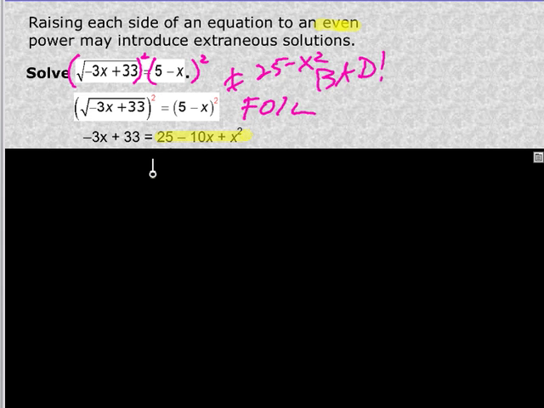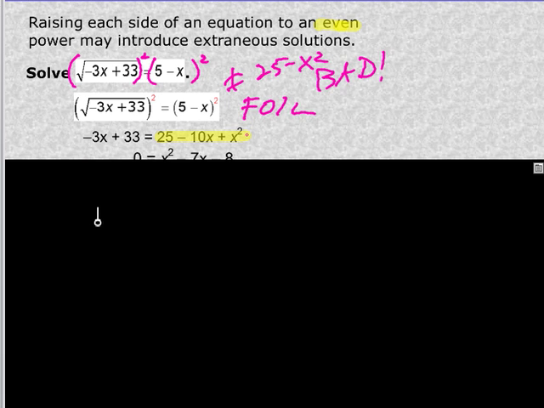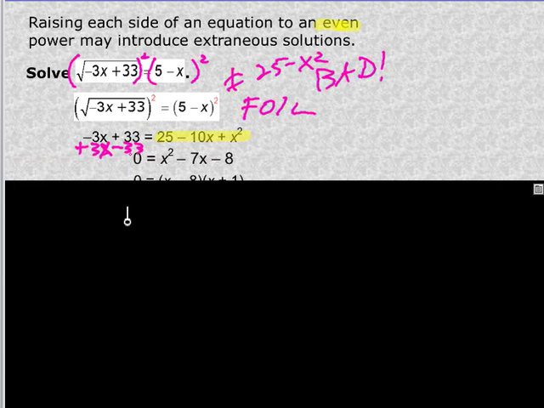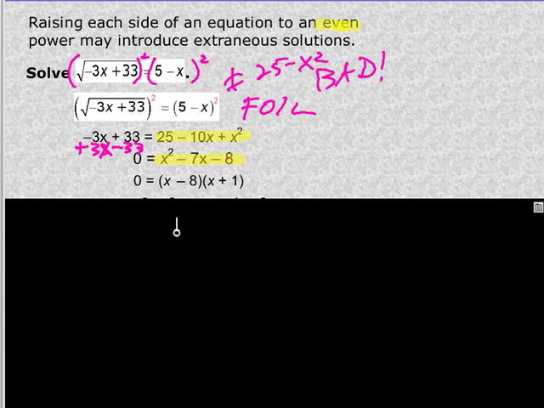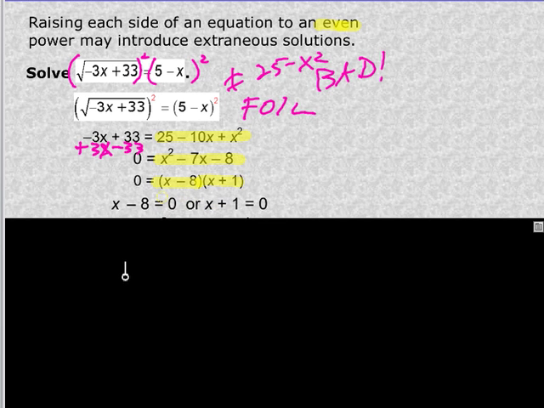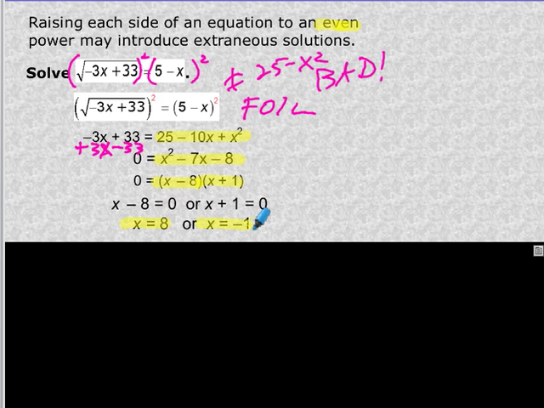This is a quadratic, so we're going to move everything over to one side of the equation and probably factor to solve it. So I'm going to add my 3x and subtract my 33, and put it in standard form, that gets me to x squared minus 7x minus 8. So this factors of negative 8 that add to be negative 7. It's going to factor into x minus 8 and x plus 1. Set each factor equal to 0, and you're going to get two solutions, x equal 8 and negative 1. And we need to check both of these.